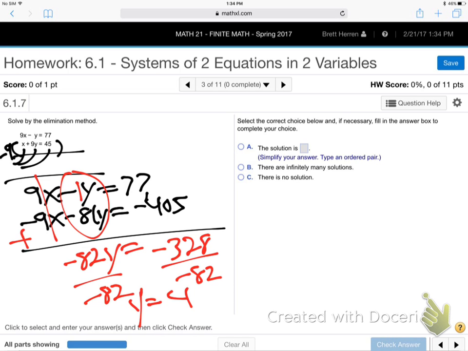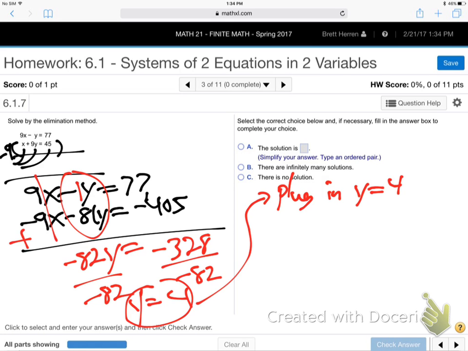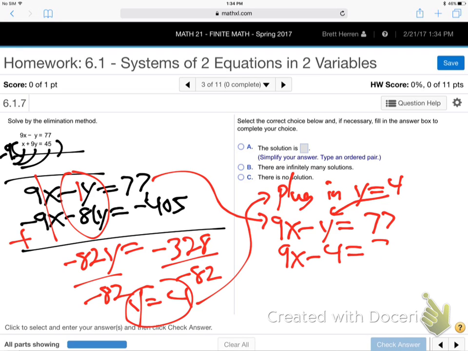Now, that's just y. How do we get x? Plug it in. So we got y. Now plug in y for where? Anywhere you want. I just grab the top equation. 9x minus y is 77. Put in the 4. 9x minus 4 is 77. Does that make sense? I just grabbed the top equation and plugged in y is 4.